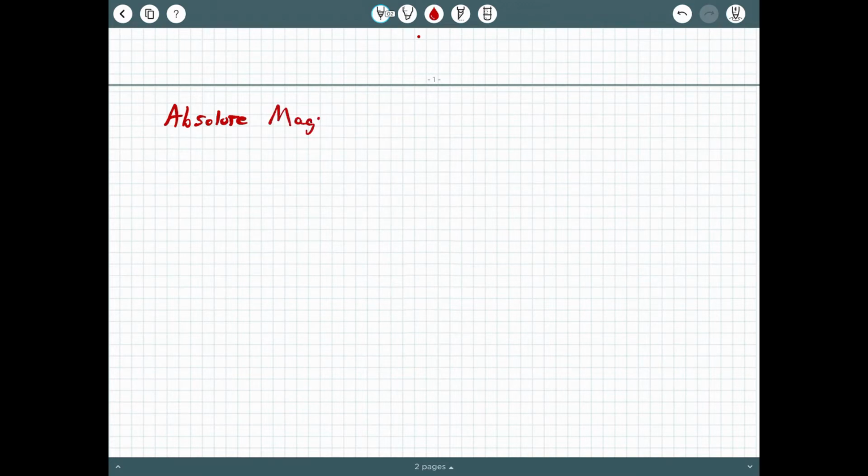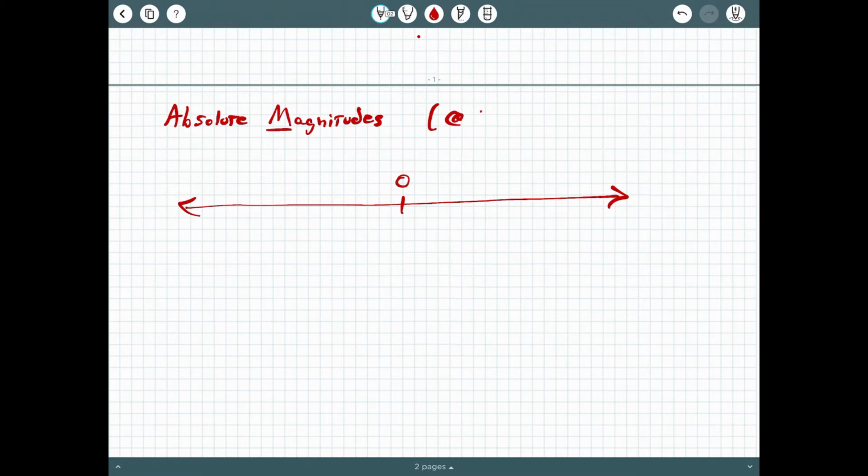And absolute magnitudes are always denoted with a capital M. So what astronomers did was they took that number line once again, and they placed all the objects of known luminosity on the number line such that we would be looking at them at a mythical distance of 10 parsecs. So everything here is seen as if it were at a distance of 10 parsecs.